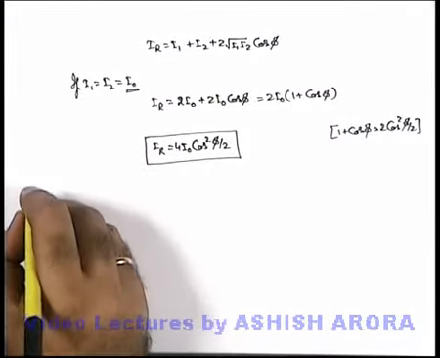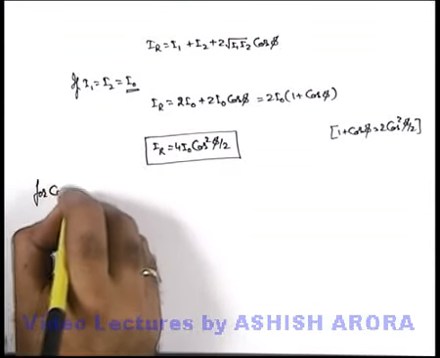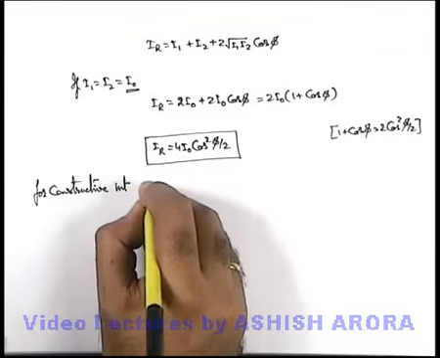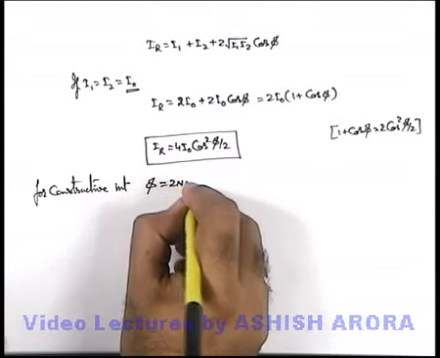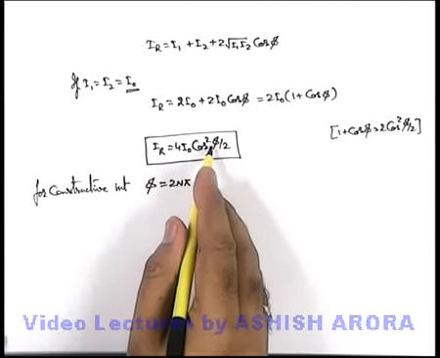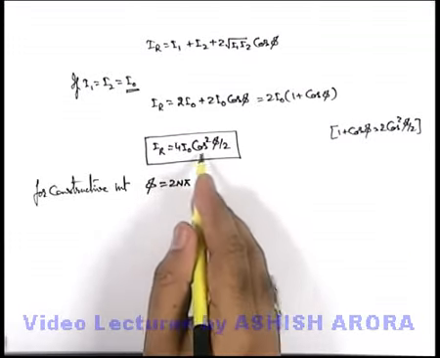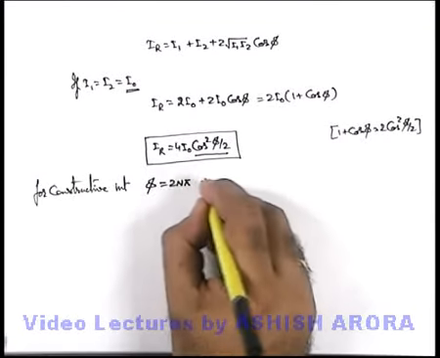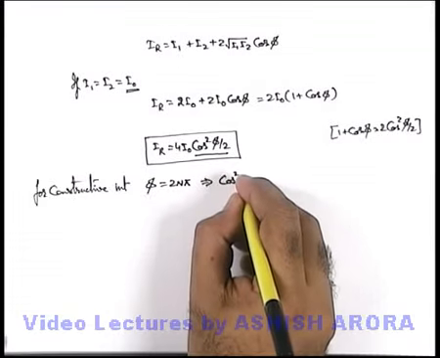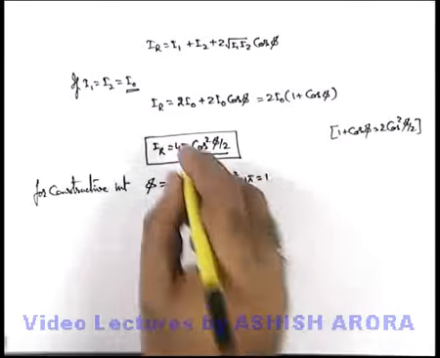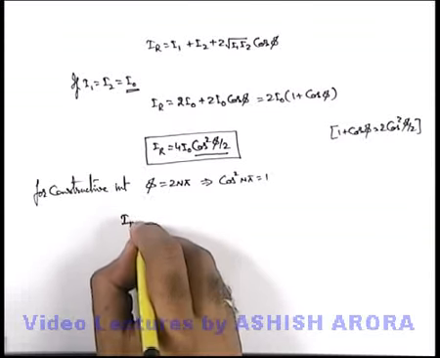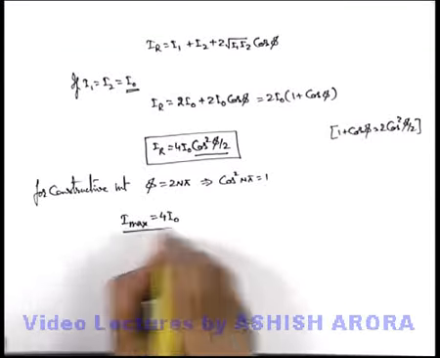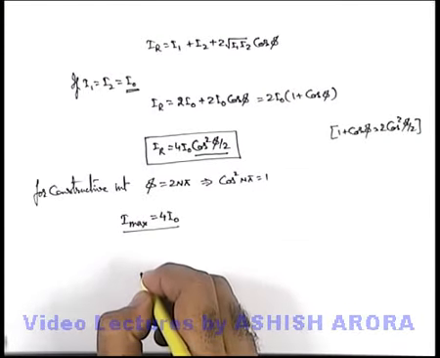This can be further analyzed, like for constructive interference. We know that the phase difference can be given as 2nπ. If we substitute here 2nπ, this cos²(φ/2) in this situation will become cos²(nπ), which is always 1. So we can write the maximum intensity at the point of interference is 4I0. This is the maximum intensity at the point of interference.